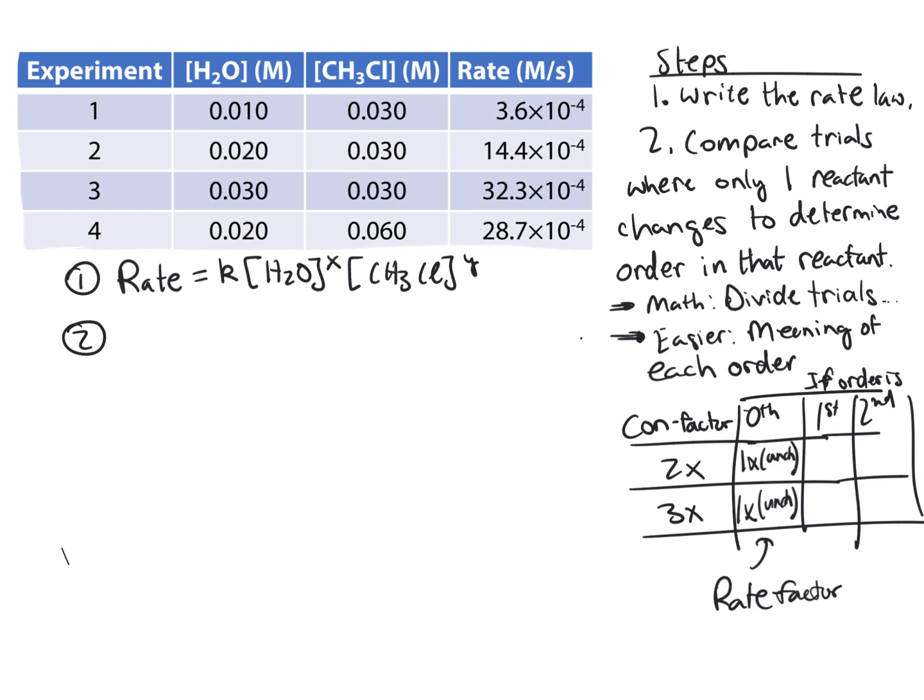Now, if it's a first order reaction, that's a linear relationship. In that case, doubling the concentration is going to cause the rate to double. So I'll summarize that as 2x. If I triple the concentration, the rate's going to triple. If the order is second, now that's a squared relationship. So the rate goes up not just by a factor of 2, but by a factor of 2 squared, or 4. So 2 squared is equal to 4x. If we triple the concentration, the rate will go up by a factor of 3 squared, which is equal to 9x.